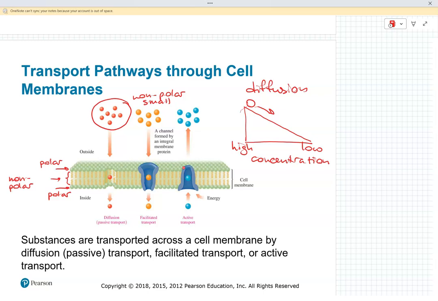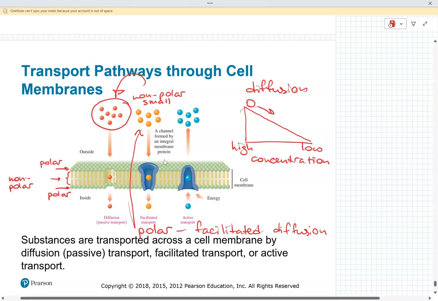Making sense? Now, if molecules are polar, they can't cross the membrane directly. Am I making sense? They will have to use some kind of a channel, just like a door. So we call it facilitated diffusion. But again, facilitated diffusion doesn't require energy because these molecules also move from their high to low concentration.